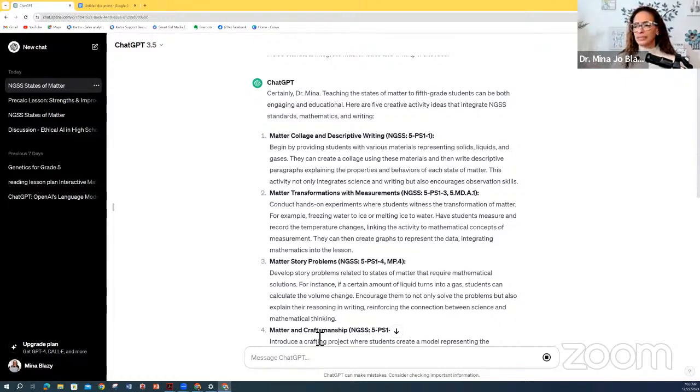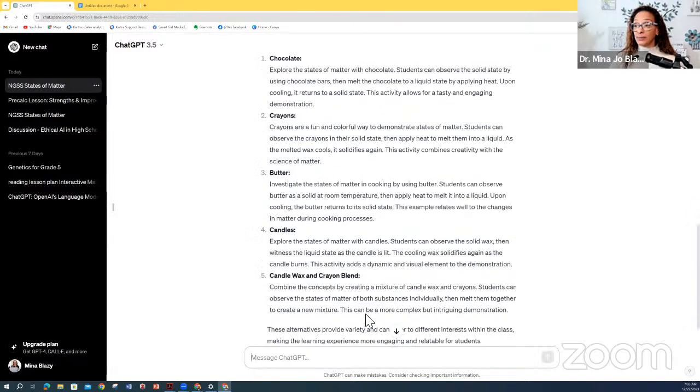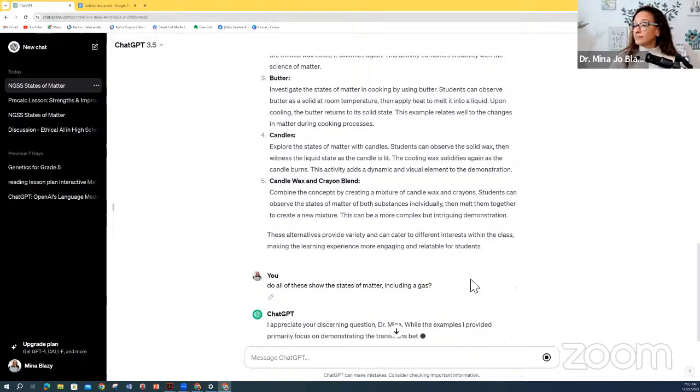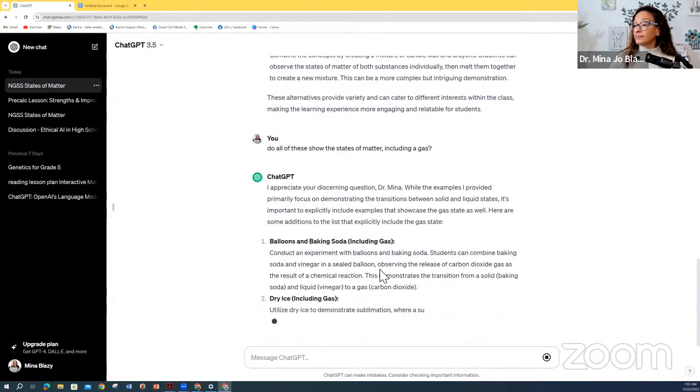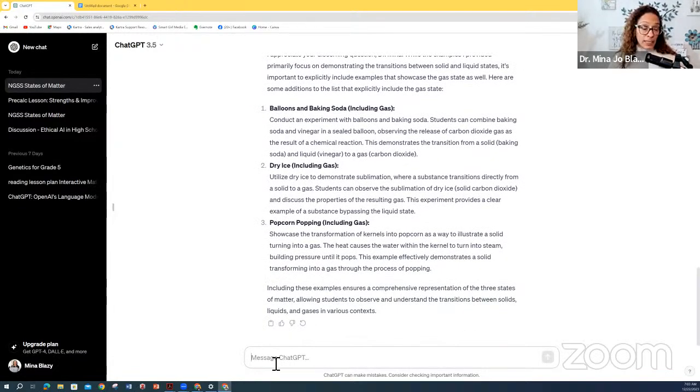I'm just doing that for you so you can see that. Chocolate, crayons, butter, candles. Okay. Do all of these show these states of matter, including a gas? Okay. Soda.